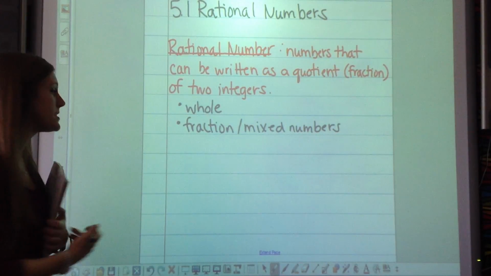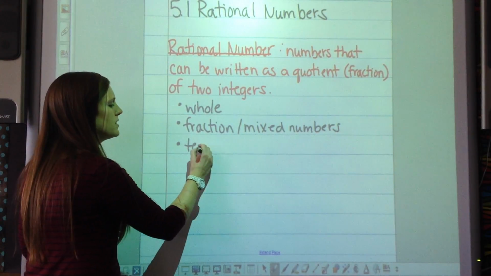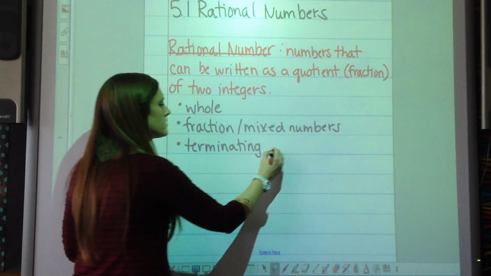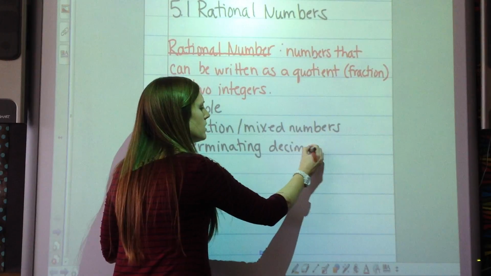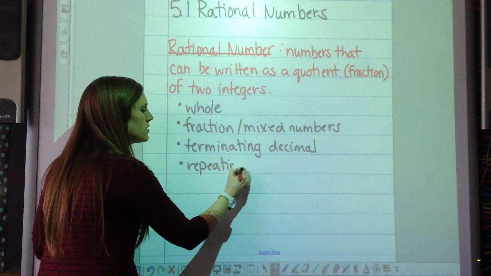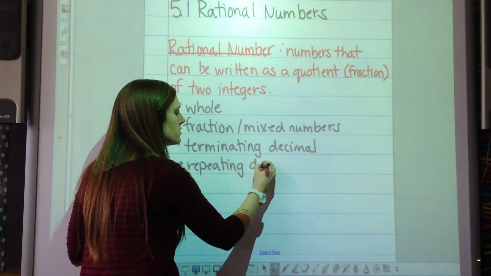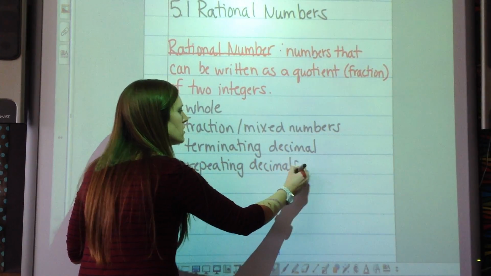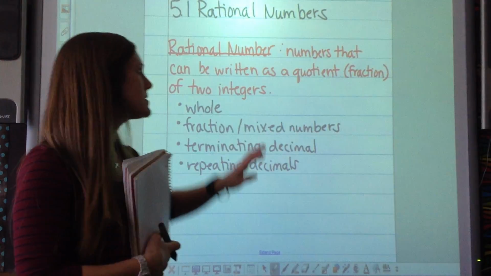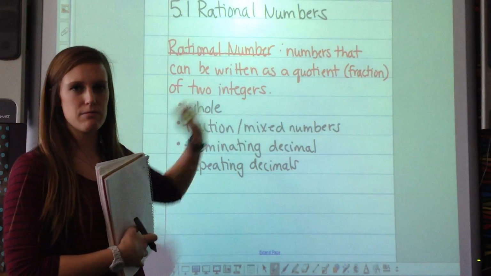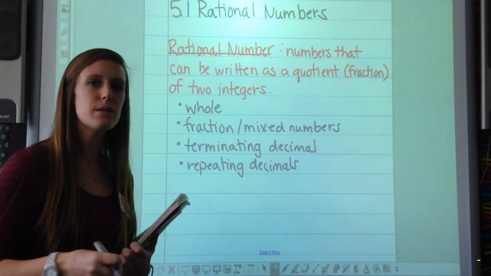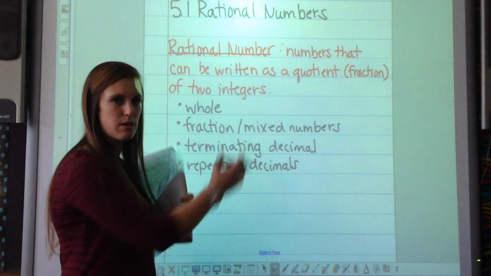A terminating decimal, and I'll show you an example of this after we're done with this list. And also repeating decimals can be turned into a fraction. So these four things are classified as rational numbers because they can be written as a fraction. You can turn them into a fraction. And again, that's your proof. Your proof that something is rational is that it can be turned into a fraction.